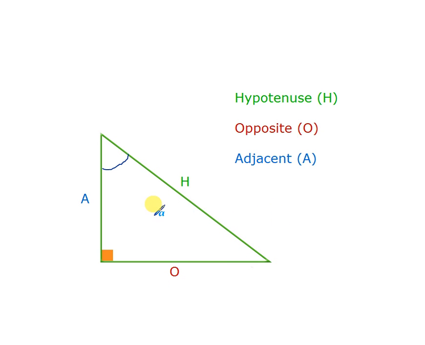Just to show that these labels are dependent on whichever is the known angle. If we move the known angle, if we had known this one, then this becomes the adjacent and this becomes the opposite, and because the hypotenuse is always on the longest side, it stays the same.